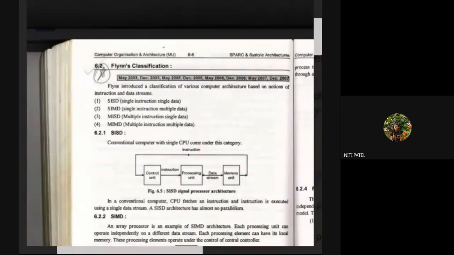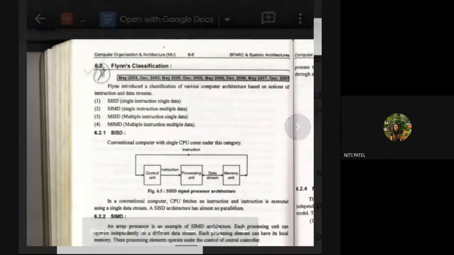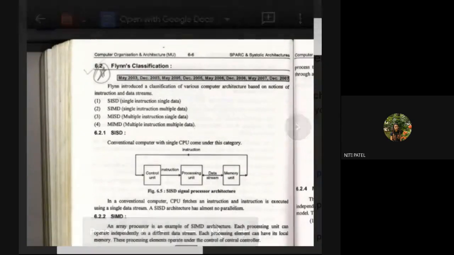So look at diagram 6.5, where I have three units. One is the control unit, one is the processing unit, and one is the memory unit. Now, if you see, the instruction is flowing from the control unit to the processing unit. Then you have a data stream which is bidirectional, and then from the memory unit it is going out either for storage or for the user as the output display. In between the control unit and processing unit there is an instruction, and in between the processing unit and memory unit there is a data stream. So what is it? It is single instruction, single data.